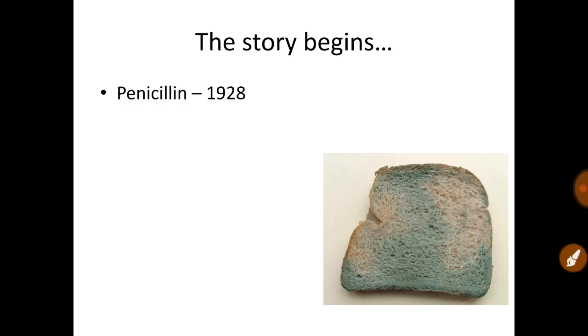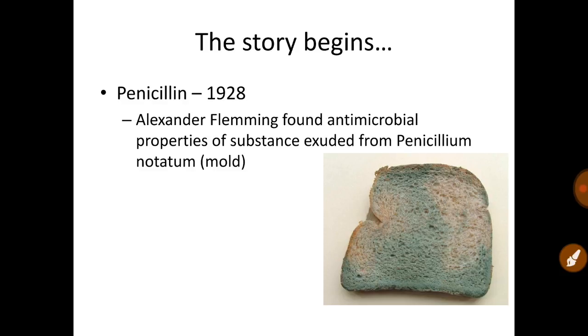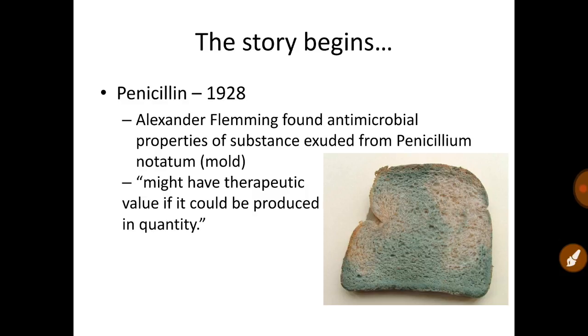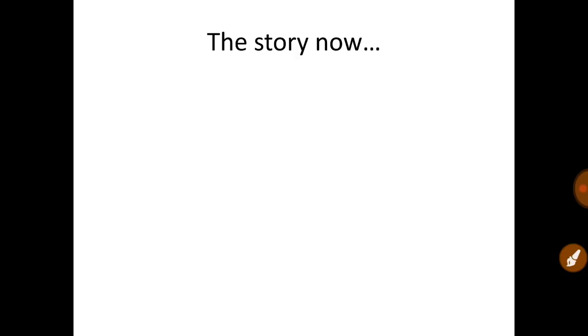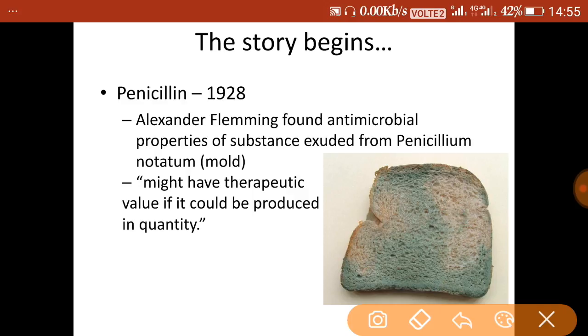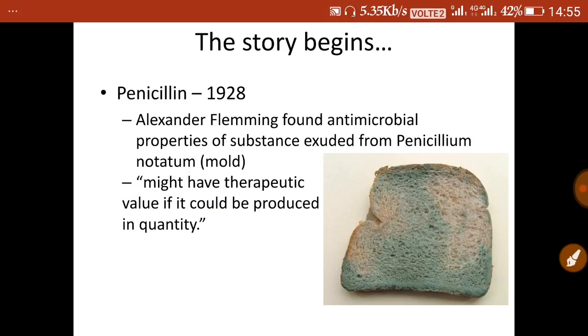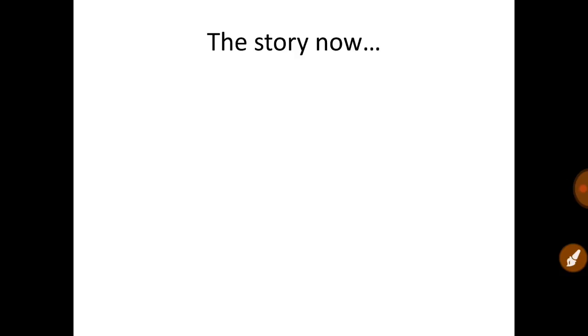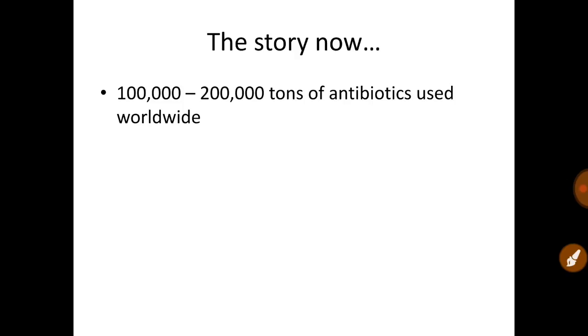Penicillin was discovered in 1928 by Alexander Fleming, who found that antimicrobial properties of a substance exuded from Penicillium notatum might have therapeutic value if it could be produced in sufficient quantity.